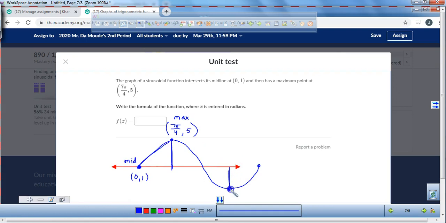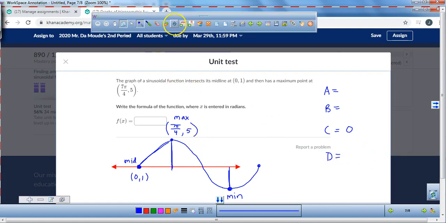Its minimum would be right about here. Alright. So we're going to write down different things when we find them. We're going to find the A value, we're going to find the B value. The C value is going to be 0. We're not going to worry about it because it literally starts right here at 0, 1. So it's basically right there on the y-axis. So we don't have to worry. There's no phase shift. If it starts on the y-axis, there's no phase shift. And we're going to find our D value.